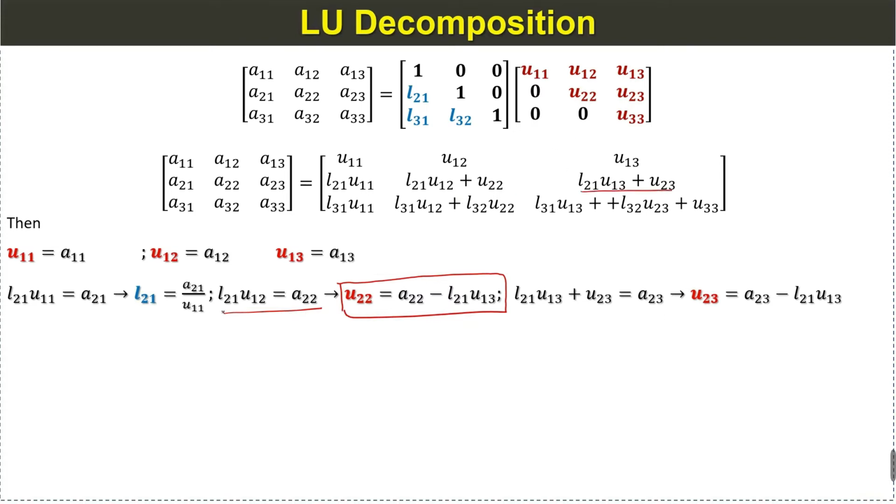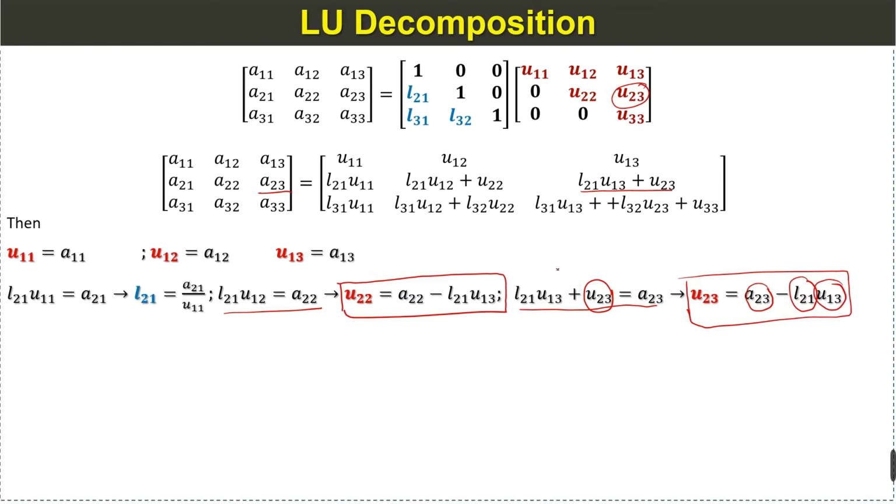Next we will compare this to this coefficient matrix entry. So here we can see that this is equal to a23, and we have to find the value of u23. Like that, we will rearrange this equation, and then we will get the value of u23 after substituting the values of L21 and u13.